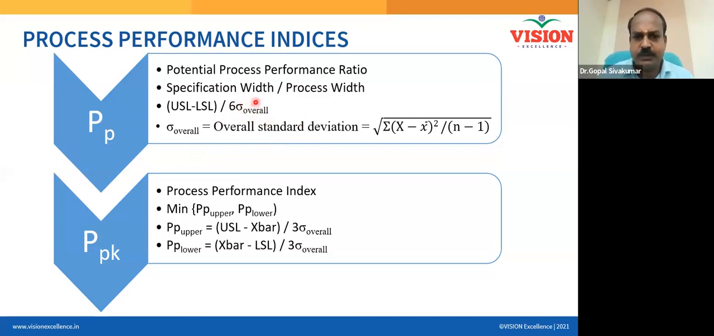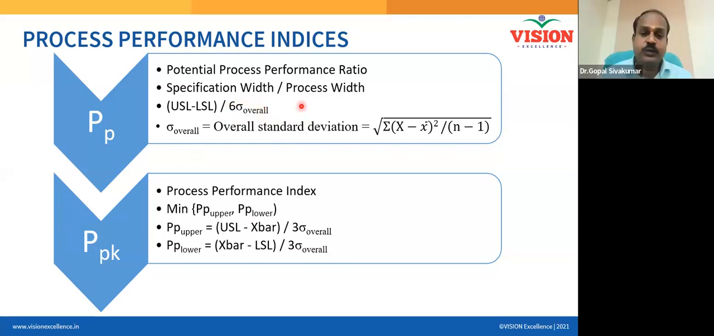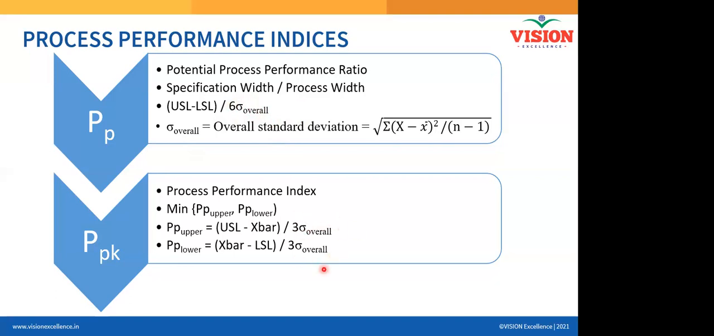Now what is written here in the place of sigma? Overall sigma. So earlier it was sigma within, but now it is sigma overall. That's the main difference. Earlier it was for the particular range, and this is from the overall process, right?